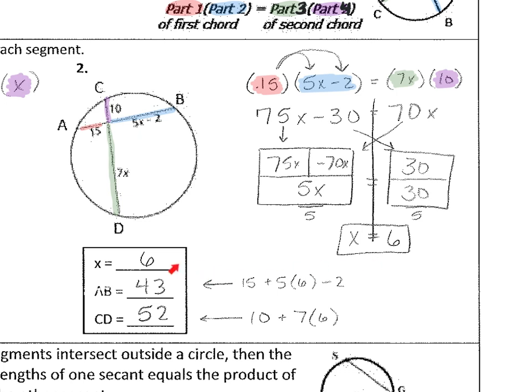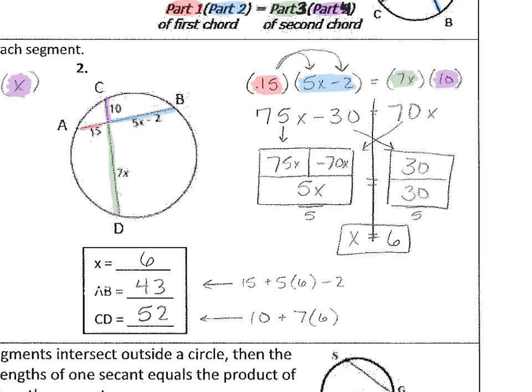That's my first blank. Now it goes back and it does ask us to find the length of each segment. So AB is 15 plus 5x minus 2. But instead of writing x, what do I put in its spot? 6, what I found for x. Throw that in a calculator, you're going to get 43. Same thing for CD. I do 10 plus 7 times x, but x is 6. Throw that into a calculator, and bam, you get 52.